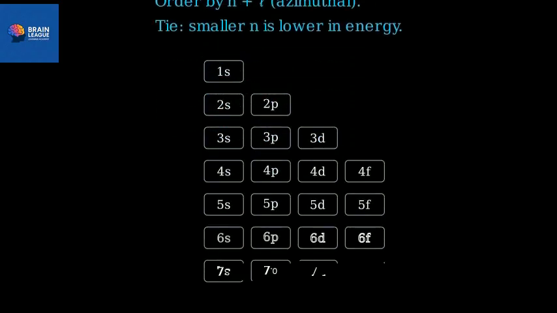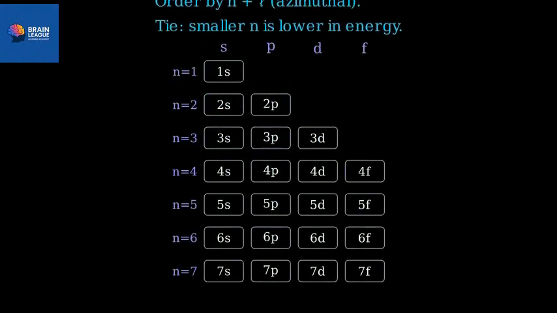Let's build an n by L grid and follow the diagonal pattern that the n plus L rule produces. Rows will be principal quantum number n, and columns will be s, p, d, and f, which correspond to L equals 0, 1, 2, and 3. We will highlight the diagonals to read off the filling order: 1s, 2s, then 2p and 3s, and so on.